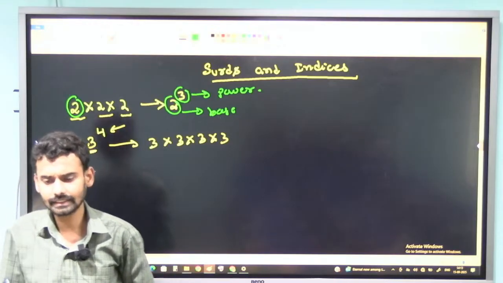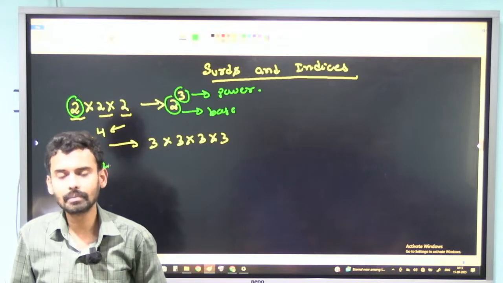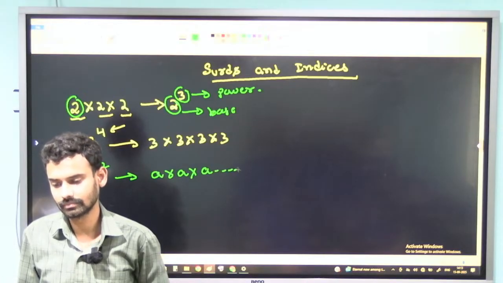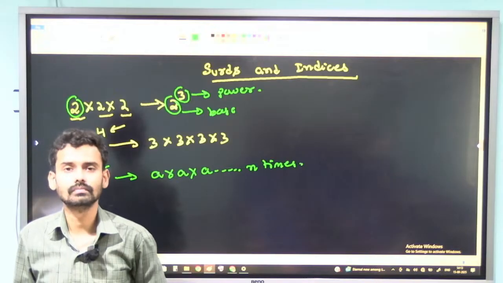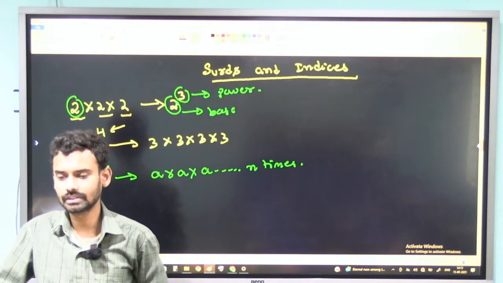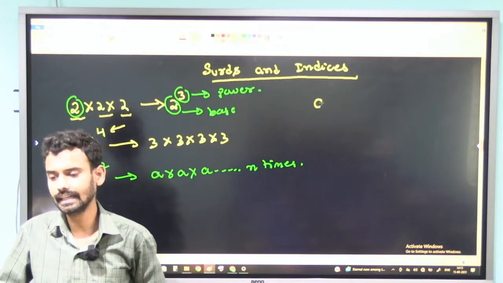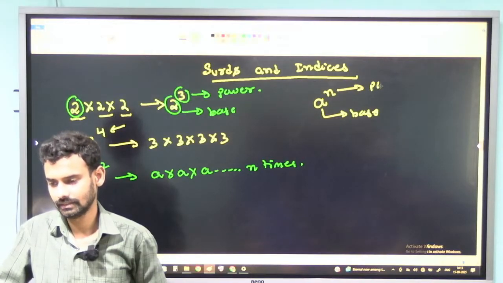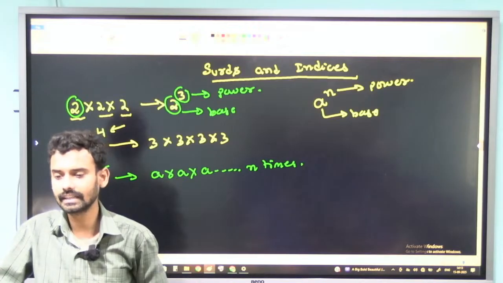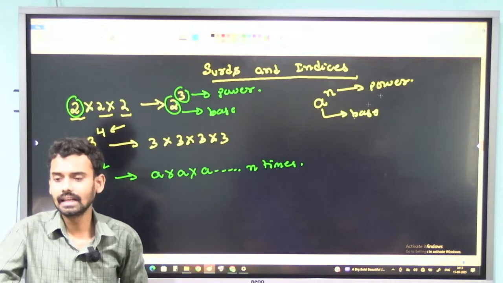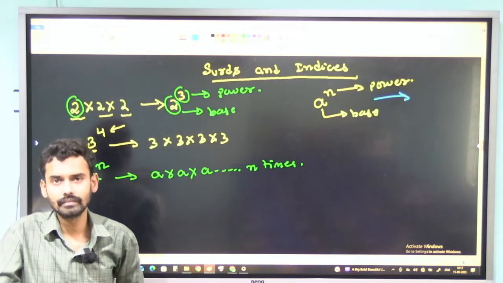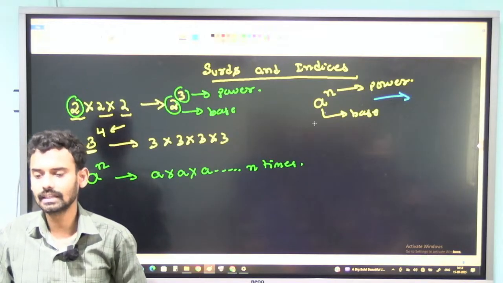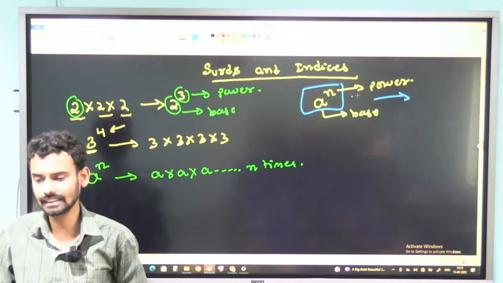Now, suppose I take some random number a and raise it to the power of n, it means you are multiplying a, n times. This is the meaning of the power function. Here a is called the base and n is called the power. If I take a large base and a large power, this will lead to a very huge number which cannot be expressed as a simple number. So we express this in terms of an exponent. This is called the exponent.